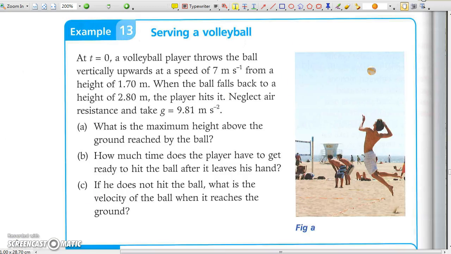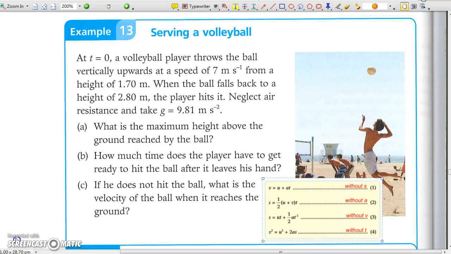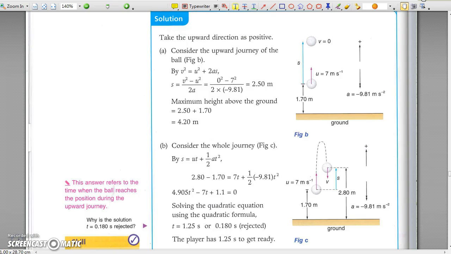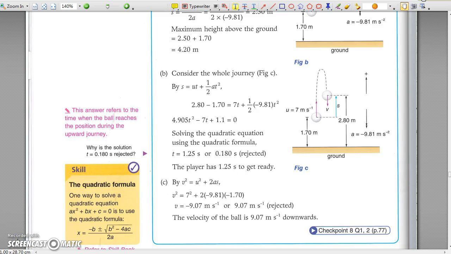Example 13 is a more complicated example, making use of the equation for uniformly accelerated motion. In part B, you are asked to find time t. You have to solve a quadratic equation in that case. Spend a few minutes on the solution of this question. Lastly, try checkpoint 8 on the next page.